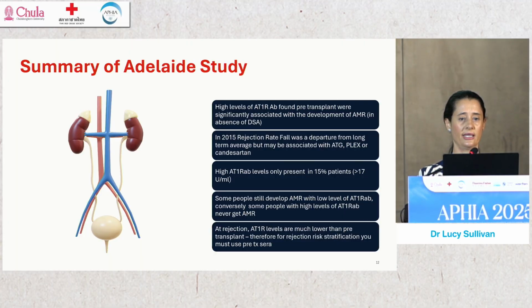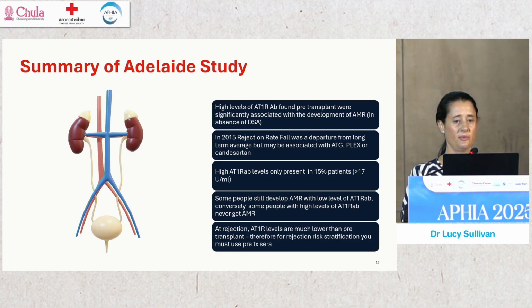So high levels of AT1R antibodies found pre-transplant were significantly associated with the development of antibody-mediated rejection in the absence of antibodies to HLA. So in 2015, the rejection rate was a fall from the long-term average, but we also have to note that this could have been associated with a change in protocol with ATG, Plex and Candesartan.